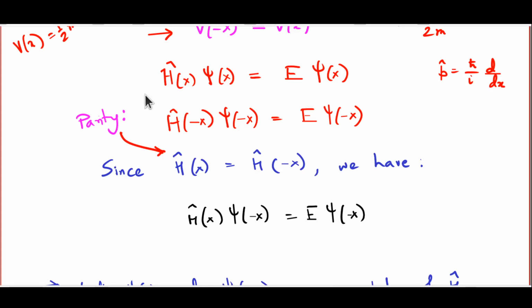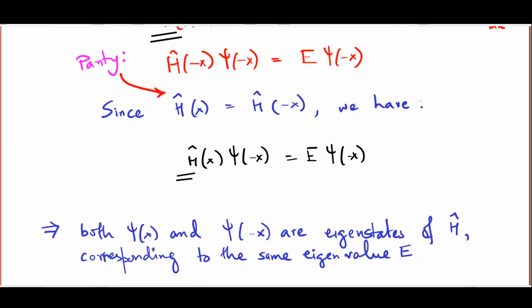It tells us that we have two equations. This one tells you that psi(x) is an eigenstate of H(x) with the eigenvalue E, and this one says that psi(-x) is also an eigenstate of H(x) with the same eigenvalue E. The point is, if psi(x) is an energy eigenstate, so is psi(-x). And they correspond to the same energy eigenvalue.